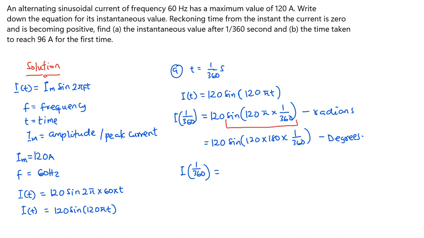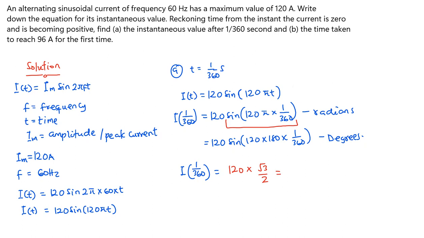Let's compute this first. Okay, so we have the sine of 120 pi multiplying 1 on 360. That gave me a value of square root of 3 on 2. And then we are going to have 120 multiplying the square root of 3 on 2. Let's see what you are going to get.